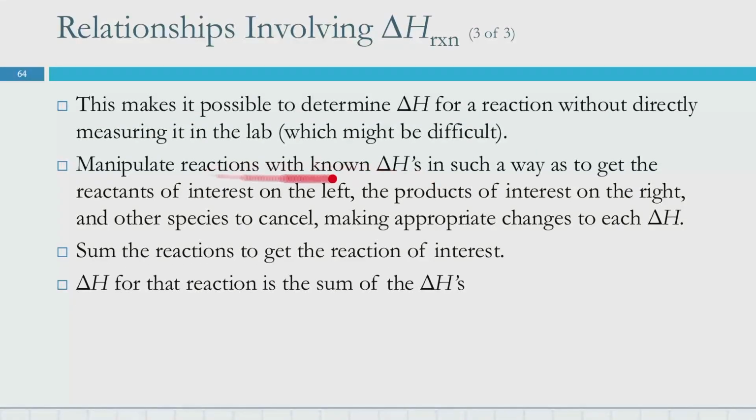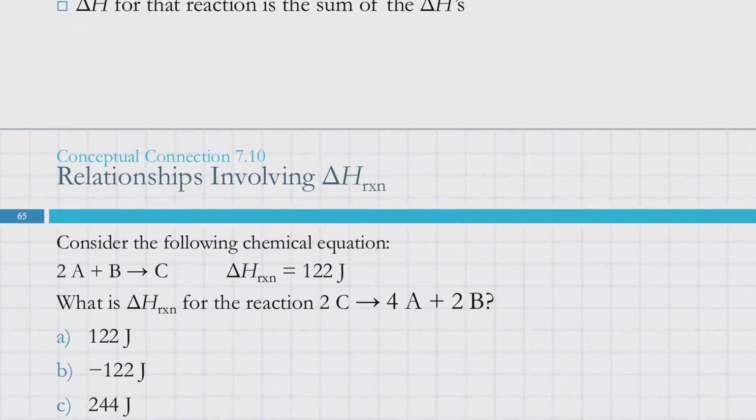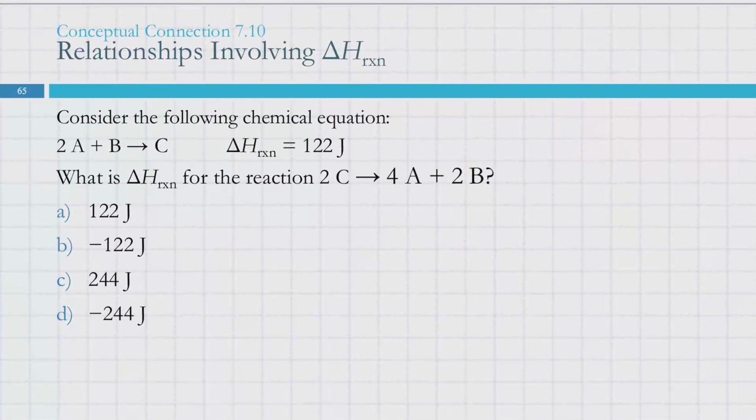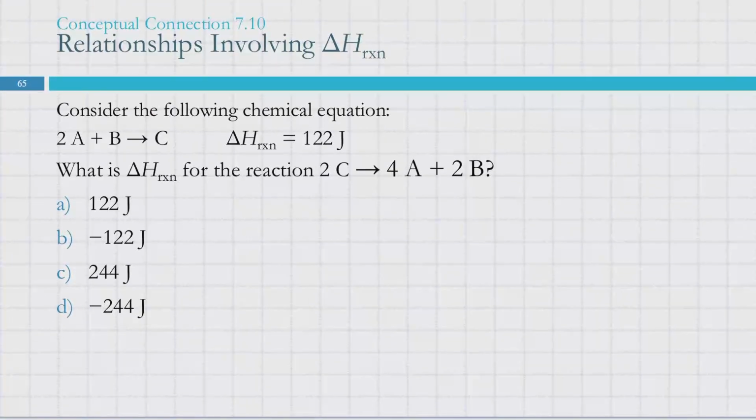What this requires us to do is manipulate reactions, so maybe doubling, tripling the coefficients, flipping them left and right, and then combining them with other sets of reactions. Then we'll add those up, and that's our delta H. Let's look at some specific examples that let us look at these rules.